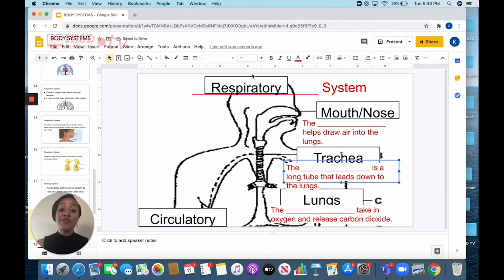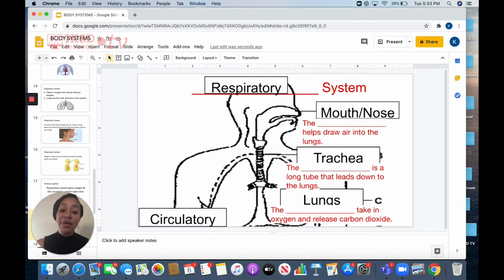So let's review. This is a picture of our respiratory system. The respiratory system contains the mouth and the nose, which draw in air into the lungs. The trachea is the pipe that connects to our lungs. And then our lungs is where we take in oxygen and release carbon dioxide.